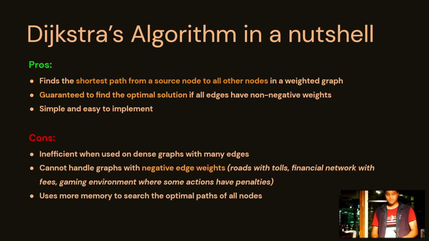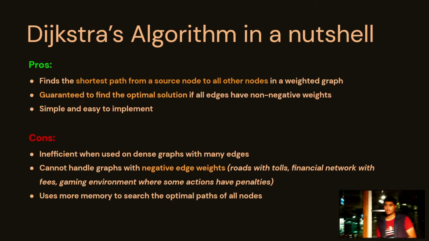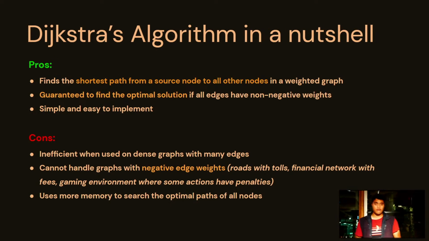So the pros of this are it finds the shortest path to all the other nodes, which is good. It's guaranteed to find an optimal solution based on the costs, as opposed to DFS, which is just any path. And it's pretty simple and easy to implement. You can see I was repeating the same steps, which was just whatever's the shortest node, expand it. And the cons are, it's inefficient when you're dealing with really dense graphs. So if you have a lot of turns, you'll use a lot of memory. And it can't handle negative edge weights.